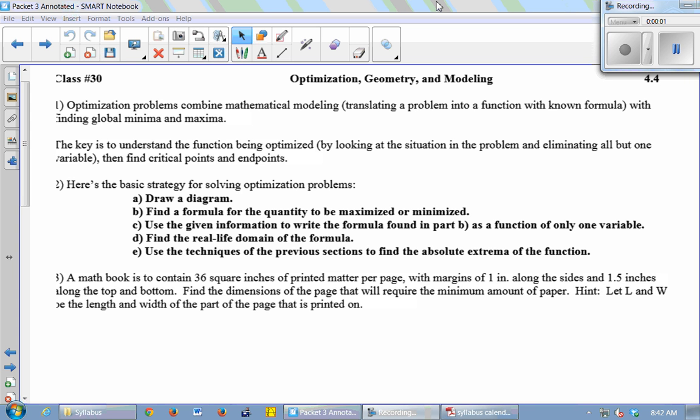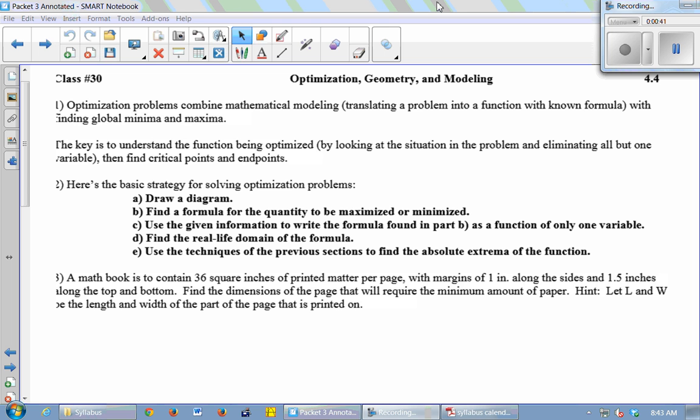Okay, so today we're going to talk about optimization with geometry and modeling. Optimization problems, we have been doing, that's basically finding local extrema and global extrema. So today we're going to combine finding local and global extrema with mathematical modeling. That's where I'm going to give you a real world situation, and we have to somehow fit a formula to create a model of that situation. And then we will find extrema of that model to help answer the questions.